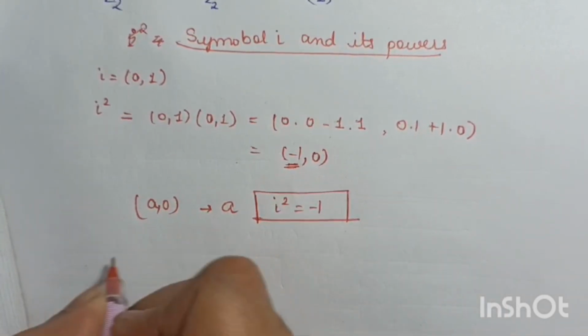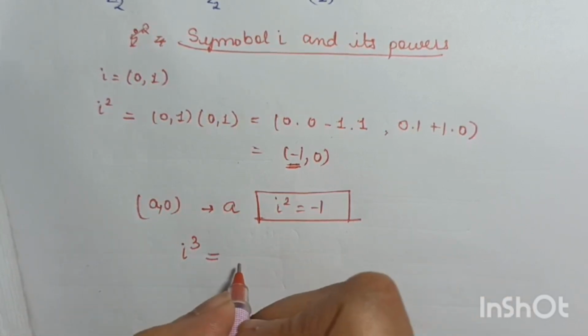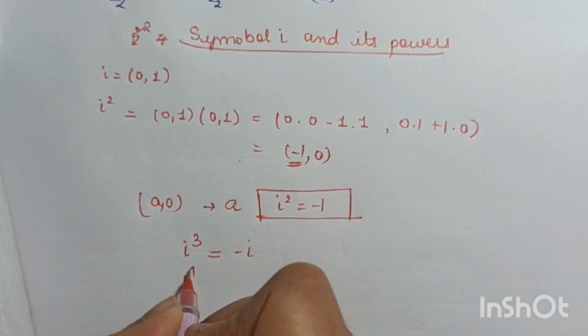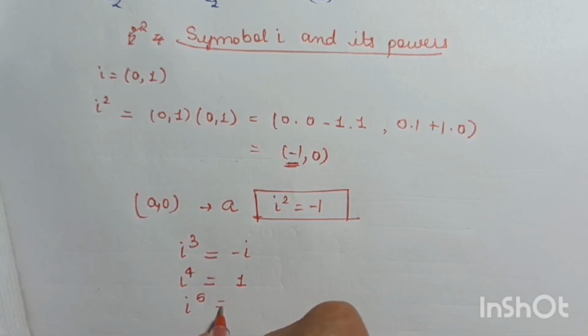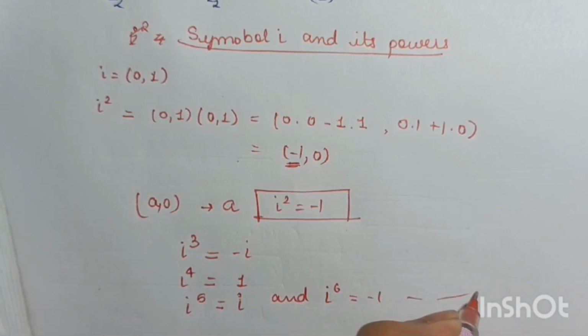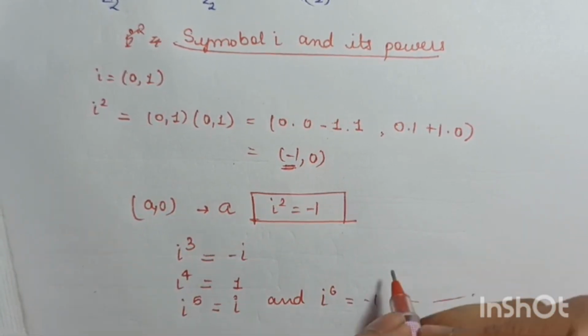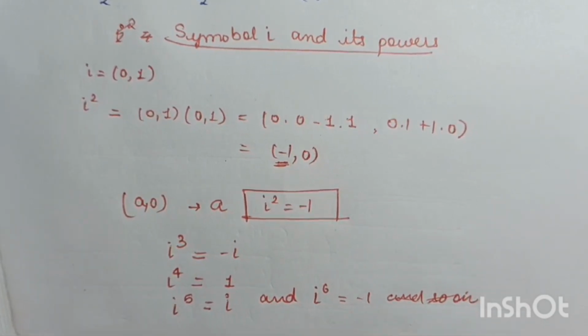Similarly we can find iota cube, which is minus iota, and iota 4, which is 1, and iota 5, which is iota, and iota 6 is equals to minus 1, and so on. We can find any other values.